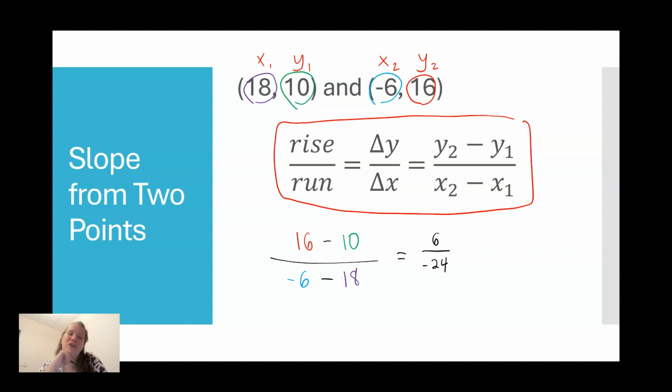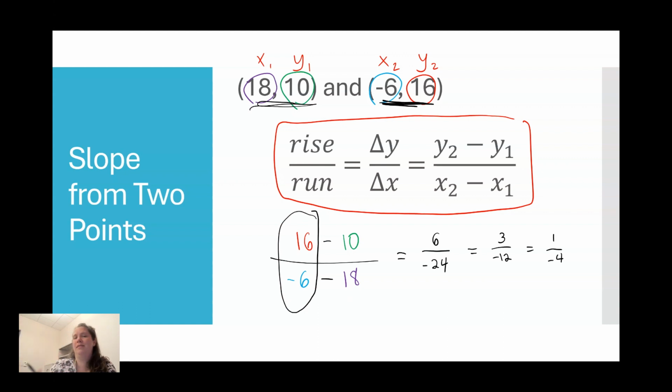And then we want to always make sure we simplify our slope if we can. I could certainly take 2 out of this. And then I could take 3 out of this. It's going to be 1 over negative 4. Or you could have had negative 1 over 4. Doesn't matter. All that matters is, notice how 16 and negative 6 are together. They should be together, above each other in the equation, and 18 and 10 similar. And y's on the top, x's on the bottom.